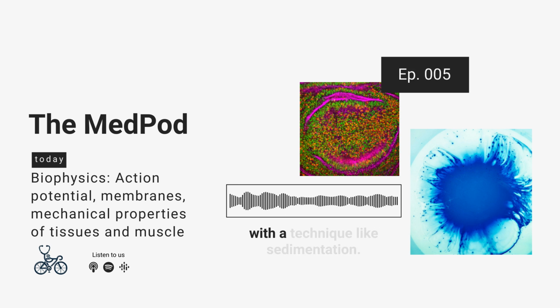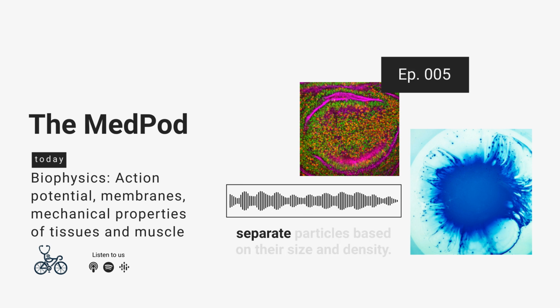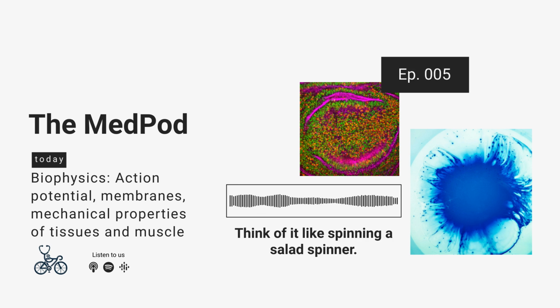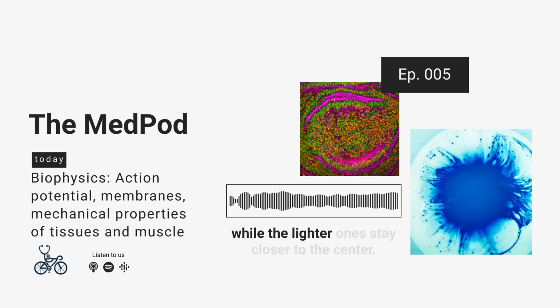Well, you could start with a technique like sedimentation. It's like using a superpowered centrifuge to separate particles based on their size and density. Think of it like spinning a salad spinner. The heavier ingredients get flung to the edges while the lighter ones stay closer to the center. So heavier, denser particles end up at the bottom of the test tube.